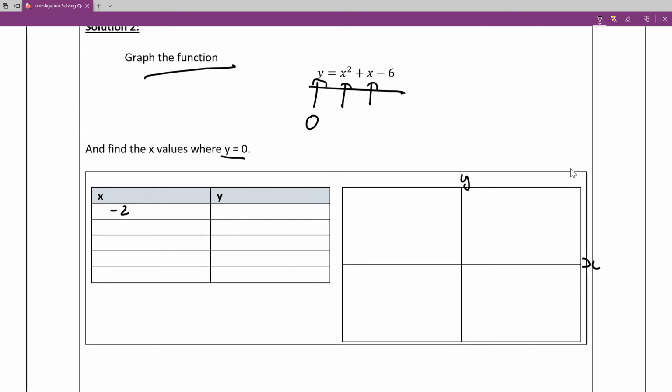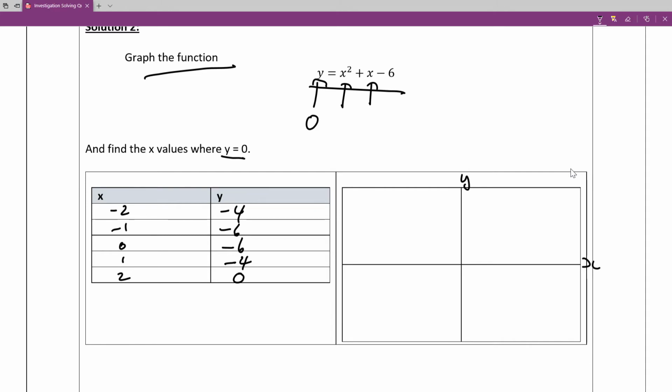So let's start at negative 2, because I really don't know where to start. So we put negative 2 in here, we get 4 minus 2, which is 2 minus 6, which is negative 4. Negative 1 in there, 1 minus 1, which is 0, minus 6, we get negative 6. 0 is negative 6 as well. 1 is negative 4. And then 2 is 0.